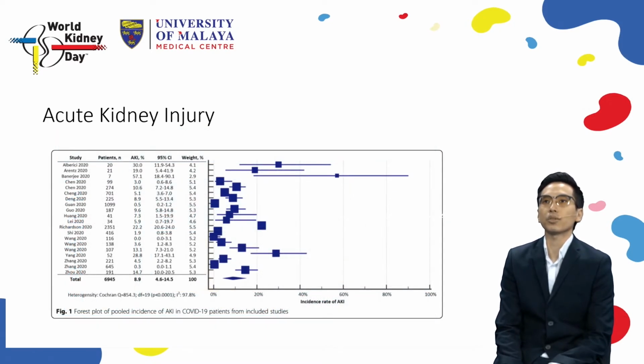This forest plot showed a pooled incidence of acute kidney injury in almost 7,000 COVID-19 patients across several countries, namely China, Italy, United Kingdom, and United States. And it shows that there's a highly heterogeneous incidence of acute kidney injury, and in some centers up to almost 90% incidence of acute kidney injury.